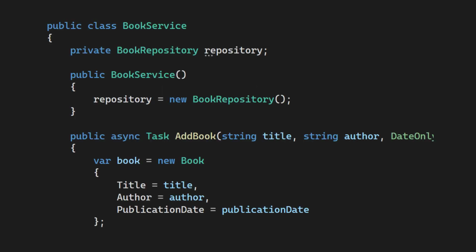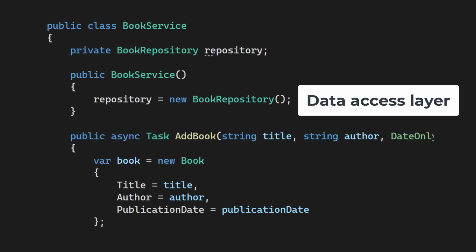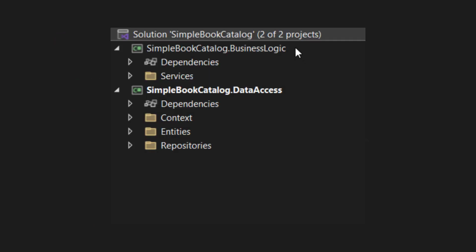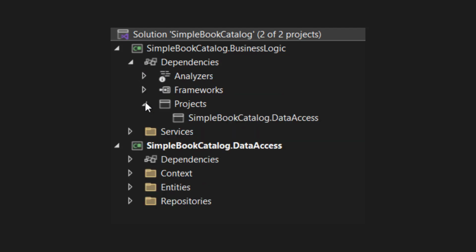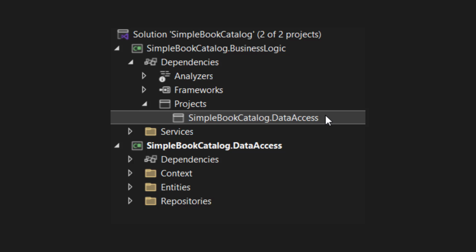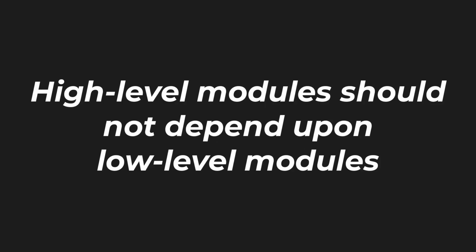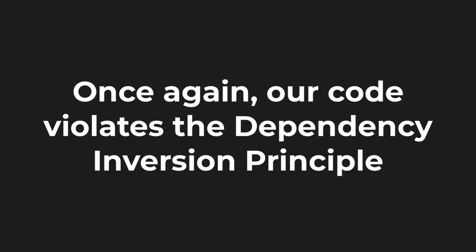Also, since the book repository class belongs to the data access layer project and the book service class belongs to the business logic layer project, and book service depends on book repository, the business logic layer project, which is our high level module, contains a project reference to the data access layer project, which is our low level module. So according to the second definition of the dependency inversion principle, which is high level modules should not depend upon low level modules, we can see once again our code violates the principle.